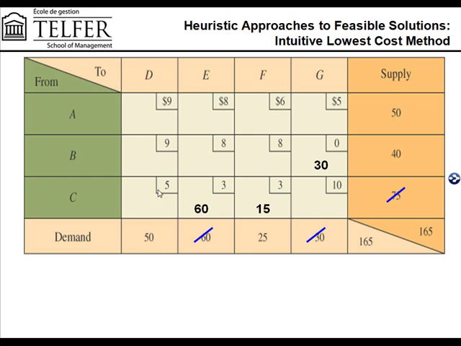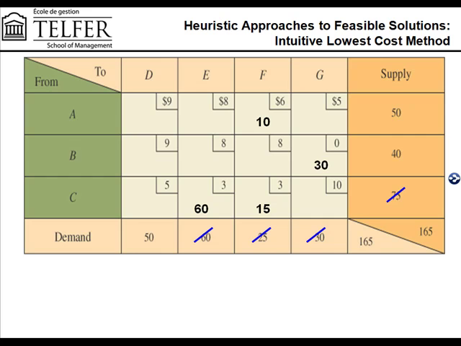From $5, the next one up is the $6 cell over here from A to F. A can supply 50. F still requires 10 more units. So let's supply those 10 units from A to F. After supplying the 10 units from A to F, you've now satisfied the requirements for F. So you could cross that out. And now you can move on to the next cell after $6.